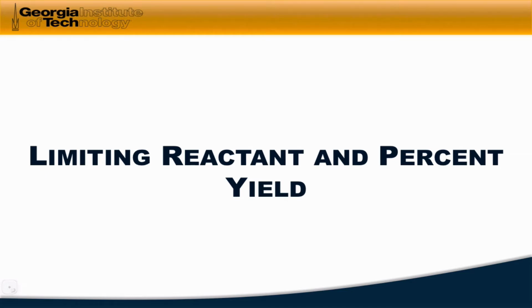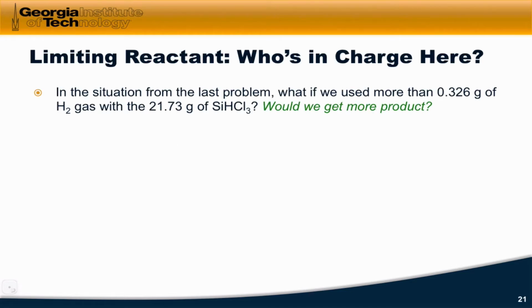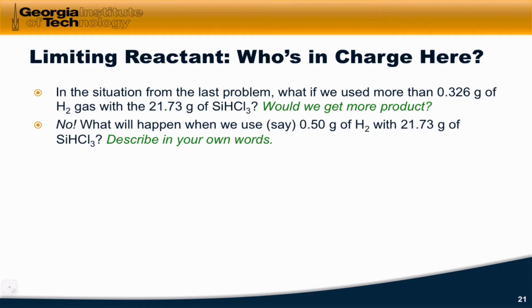a chemical reaction. In the situation from the last problem, imagine we'd used more than the stoichiometric amount of H2 gas, more than the 0.326 grams that we calculated in the last video, with the same mass of SiHCl3. Would this lead to a larger yield of product? In fact, it will not. What will happen when we use, for example, 0.5 grams of H2 instead of 0.326 with the same mass of SiHCl3? Take a bit and think about this and try to describe the situation in your own words.